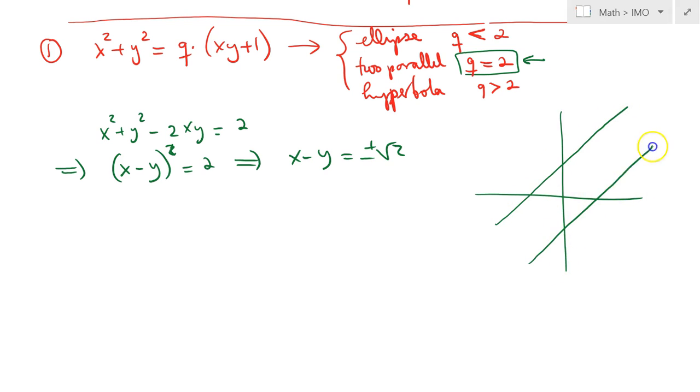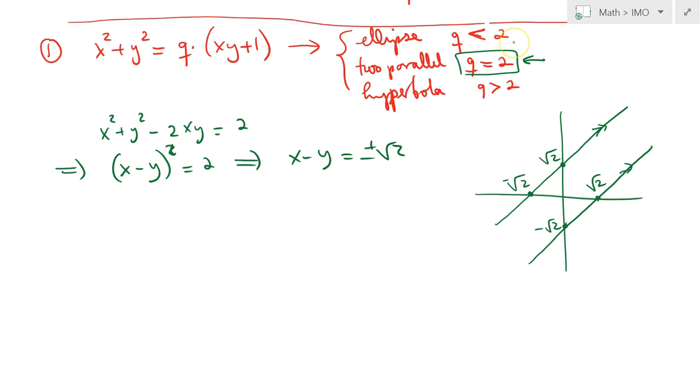parallel, they go through these points: root 2 here, negative root 2, and again root 2 and negative root 2. Sorry for that, but that's obvious. So you would get two parallel lines.